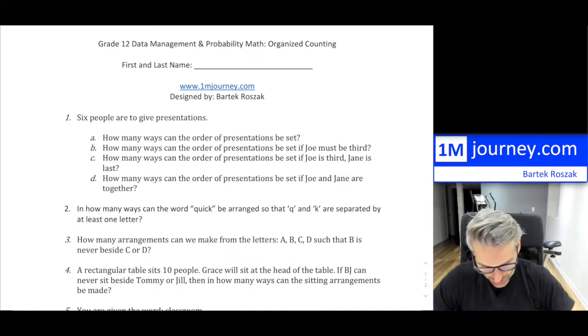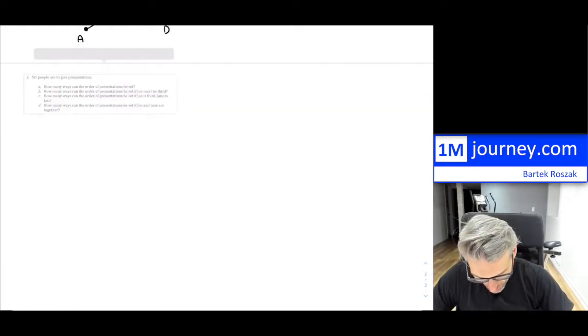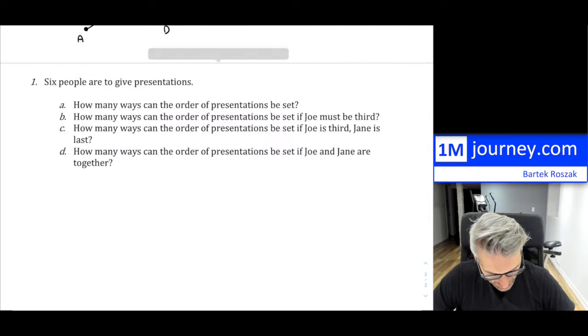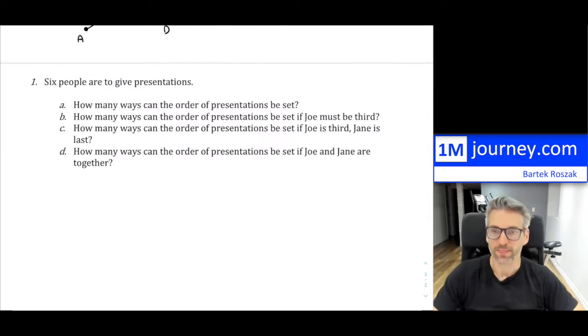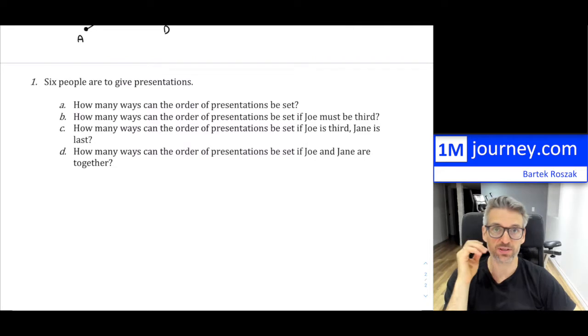So question number 1. I'm going to just copy it down. So in question 1, this test is all about counting, and it relates back to, in this case, just putting an order on 6 people with regards to giving a presentation. So part 1A, how many ways can the order of presentations be set?